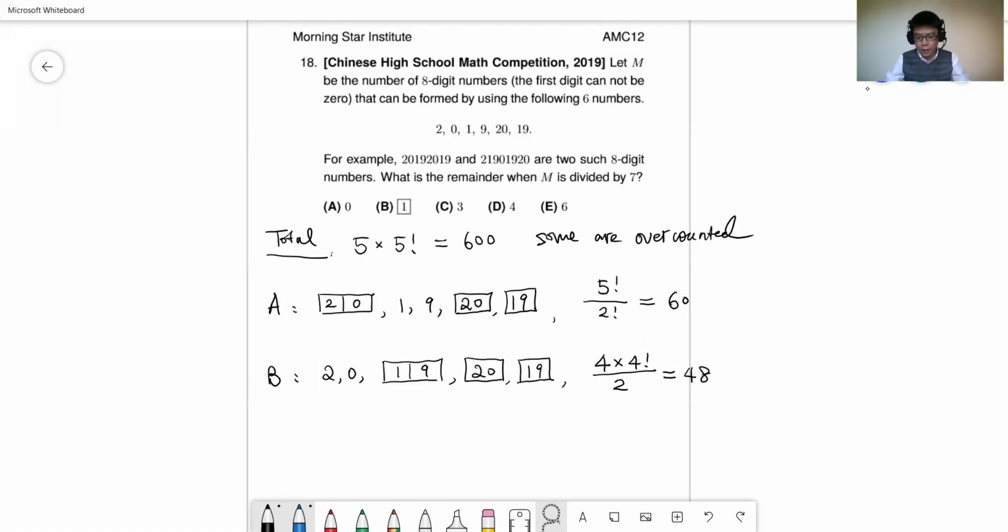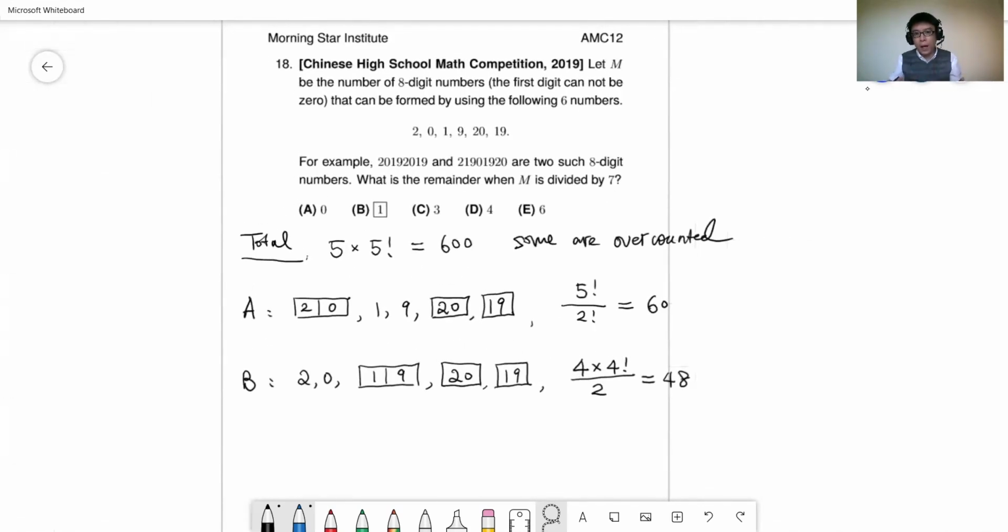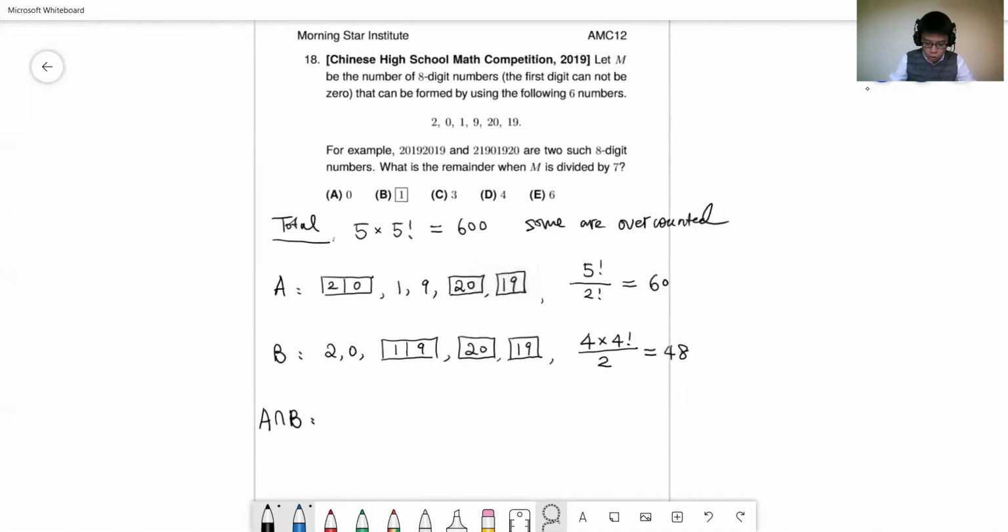All right, but we also know that case A and case B have some overlap. Overlap means we have both 20 and 19 together. So we have 2, 0 together, 1, 9 also together. Permutation of this kind appears in both A and B. So here we have 4 permutation divided by 2 permutation, right? Or just 4 choose 2. Here we have 6 cases.